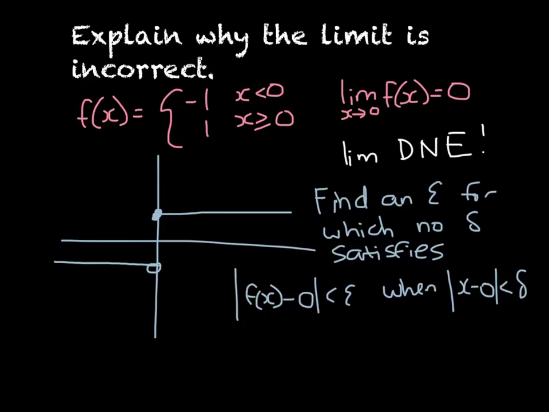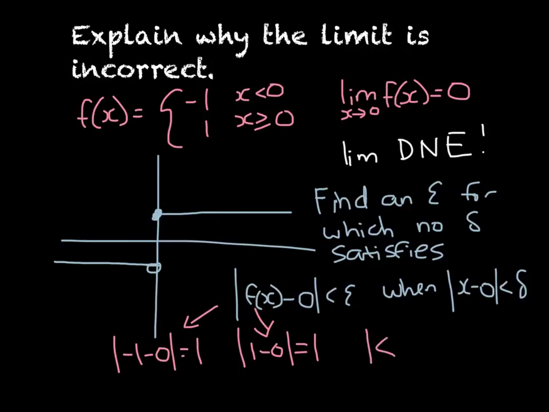We've said that f of x is equal to either -1 or 1. So, in the first case, if f of x equals -1, then we end up with the absolute value of -1 minus 0, which equals 1. In the second case, where f of x equals 1, then we have the absolute value of 1 minus 0, which again equals 1. So no matter what, this expression always equals 1, and so we're saying that 1 is less than epsilon.